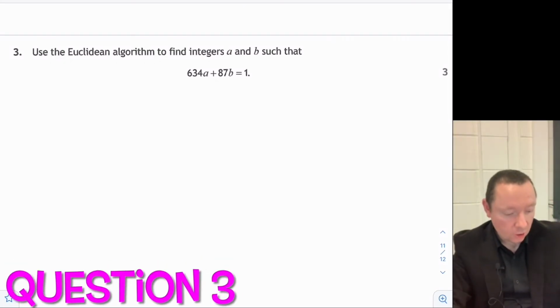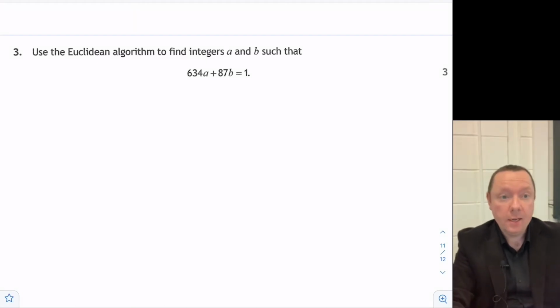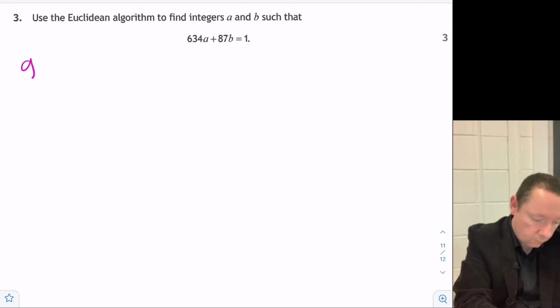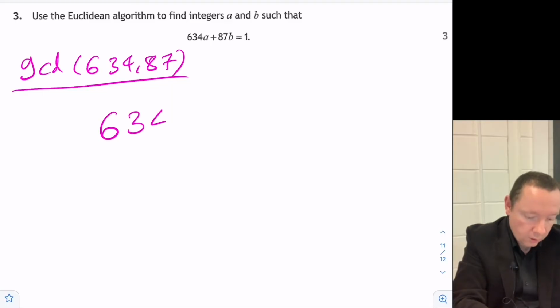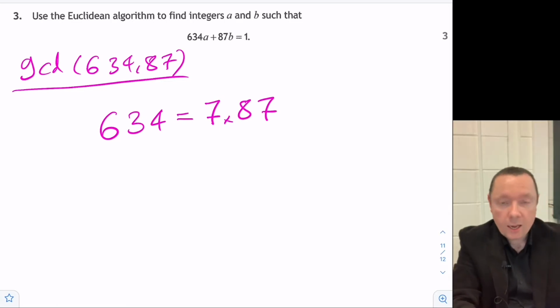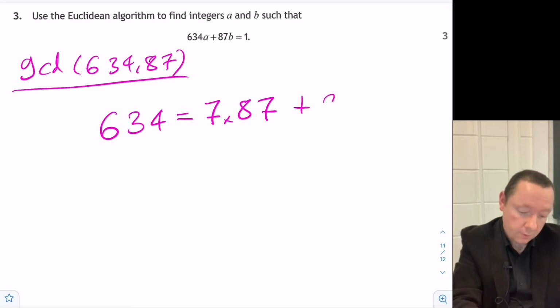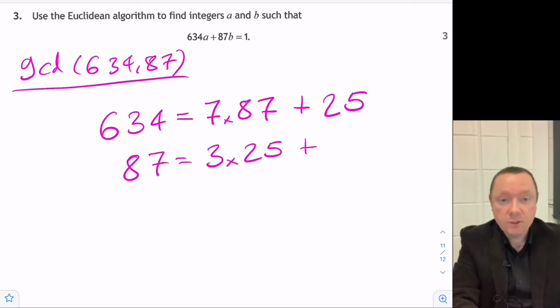Question 3 says, use the Euclidean algorithm to find integers a and b such that 634a plus 87b equals 1. Okay, so let's find the greatest common divisor between 634 and 87. So GCD of 634 and 87. So 634 equals 7 times 87, and it gives us a remainder of 25. So now 87, well, that's clearly 3 times 25, and it gives us a remainder of 12.